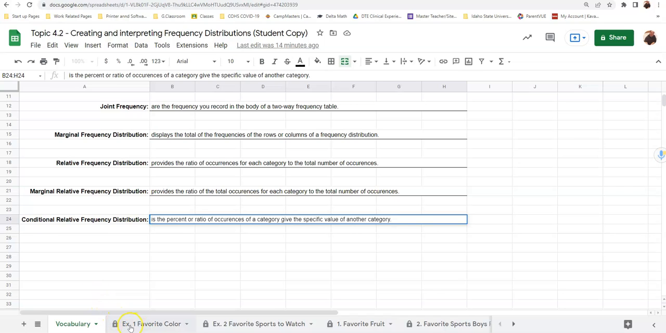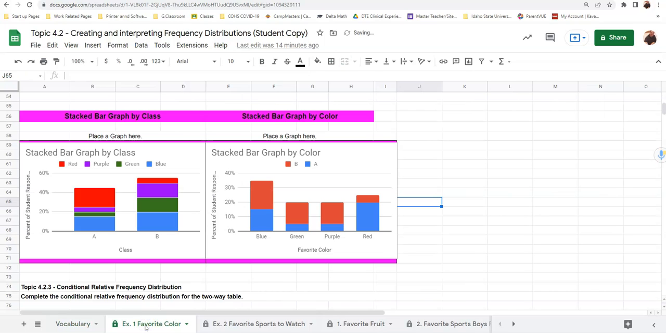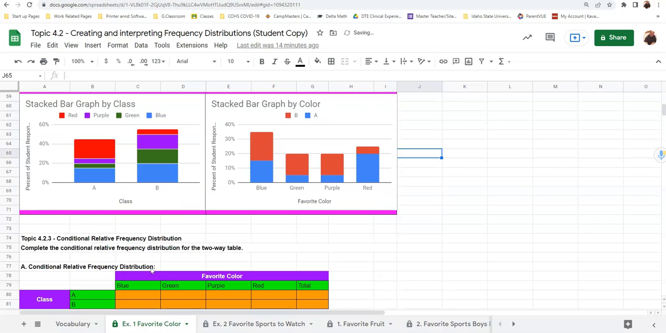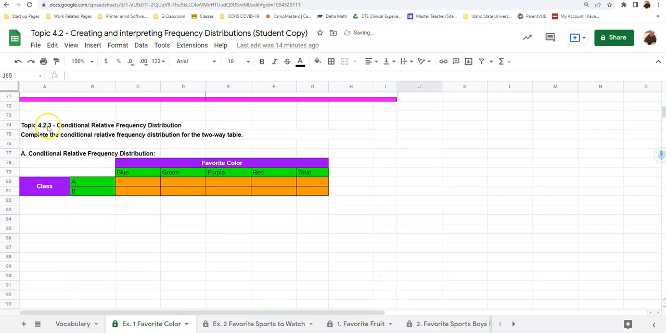Go ahead and click on the tab Example 1, Favorite Color, and we're continuing to move down the page. This time we're going to go to the one that is titled Topic 4.2.3 Conditional Relative Frequency Distribution, and we're going to complete the conditional relative frequency distribution for a two-way table.